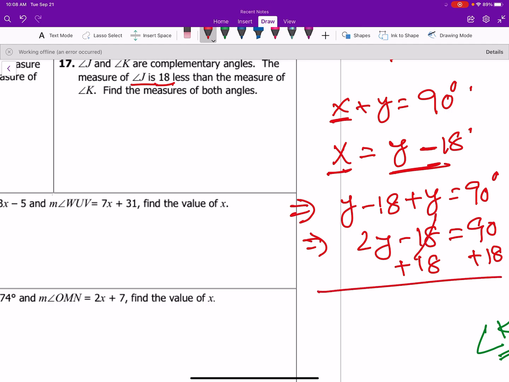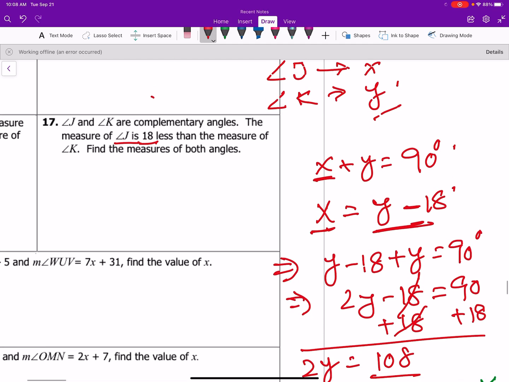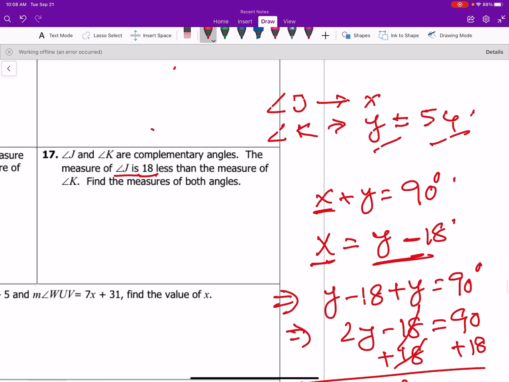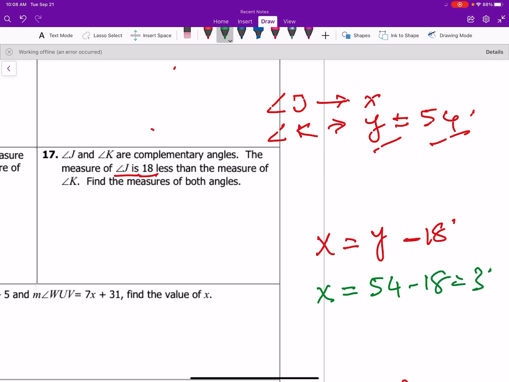okay. So this cancels out, you get 2y is 108, so you divide by 2, and then you get your y equals 54. So now once you have your y, which is your k, 54, you can plug in this value of y and get your x. So you have a y over here, so you say x equals 54 minus 18. You exactly get the same thing.